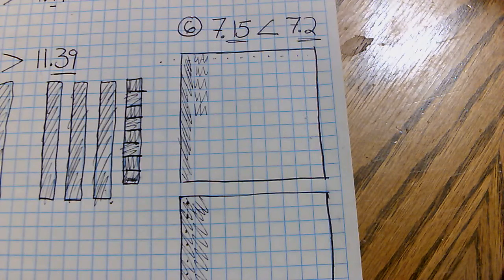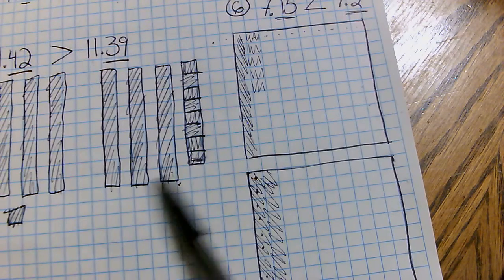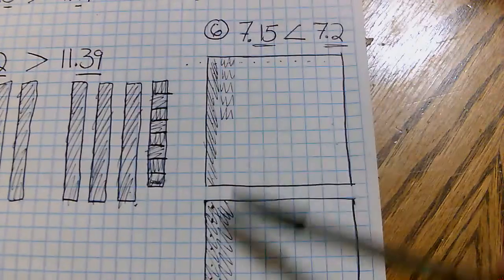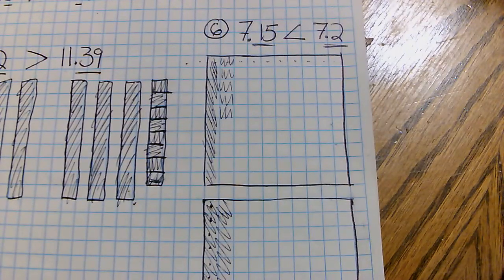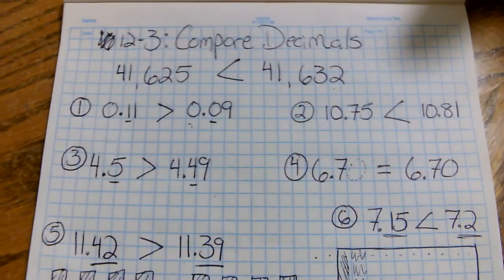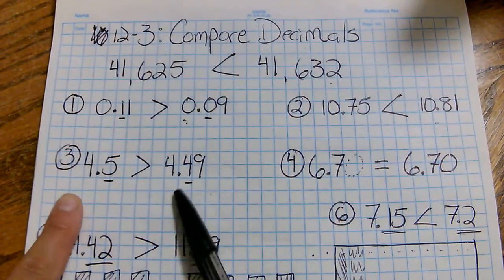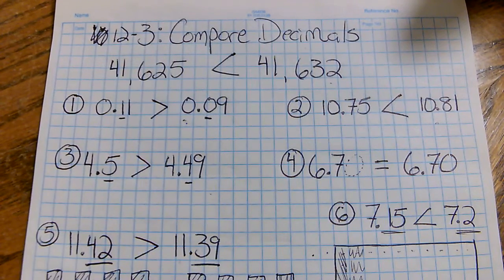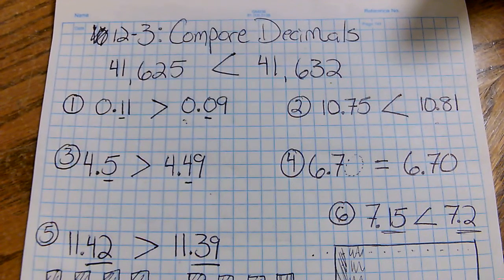So that is how you compare decimals. You can use your base 10s, either your rods or your hundreds sheets, or you can do it by starting with your biggest and moving to the next space and comparing like that.